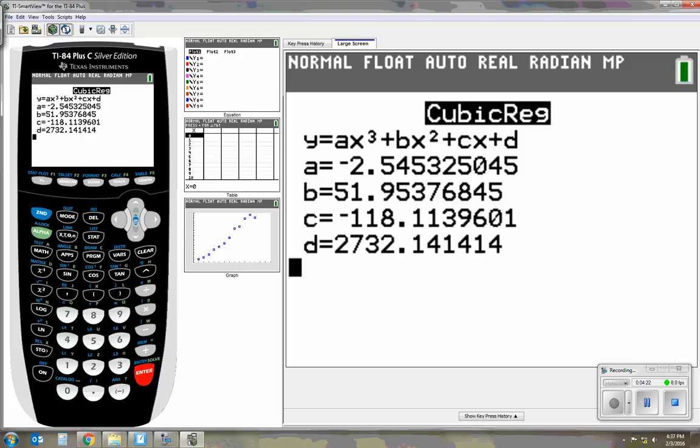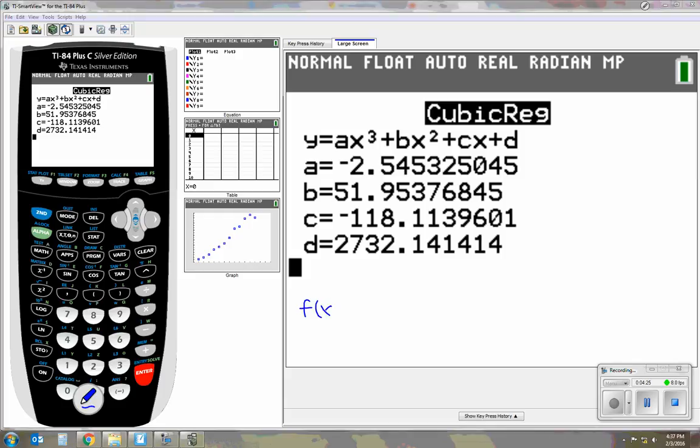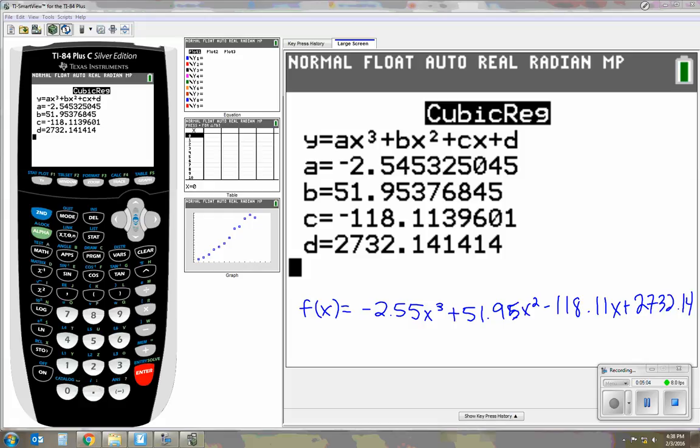Now we're going to round to the nearest hundredth for this one. So our function is going to be negative 2.55x cubed plus 51.95x squared, plus, oops, that's a negative, 118.11x plus 2,732.14. Okay, so we're going to use this.